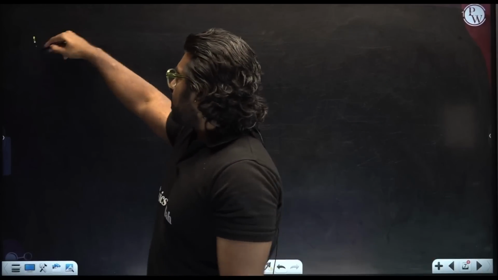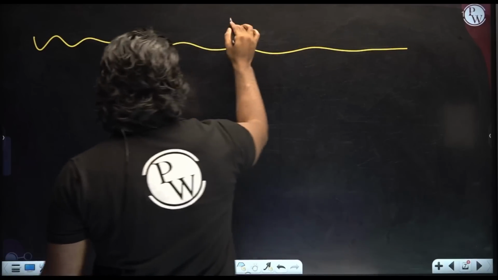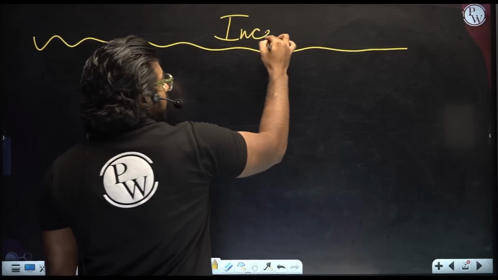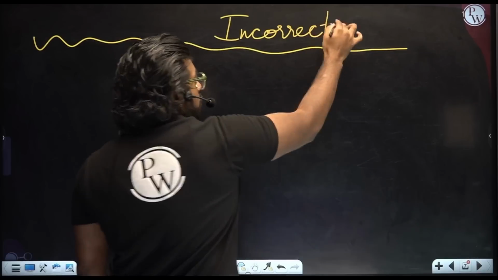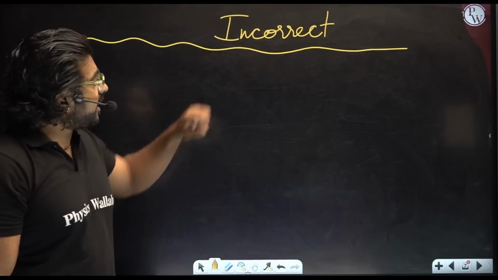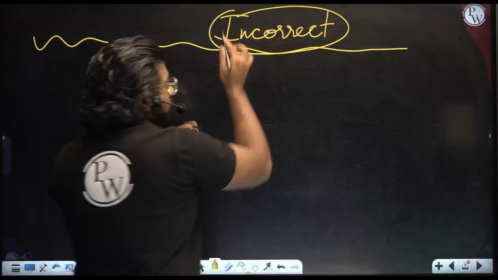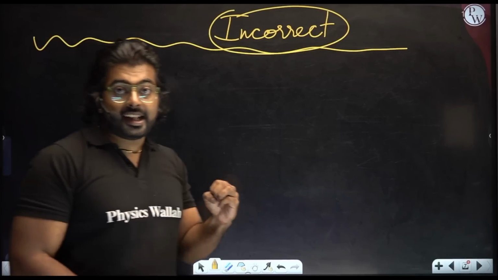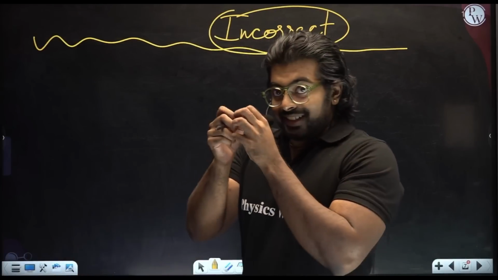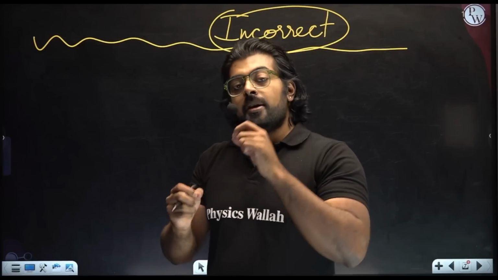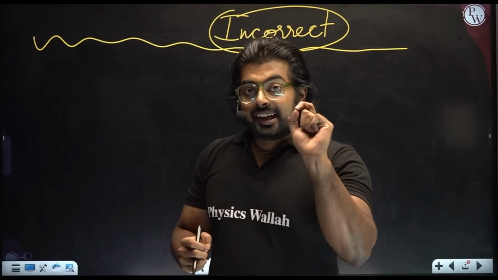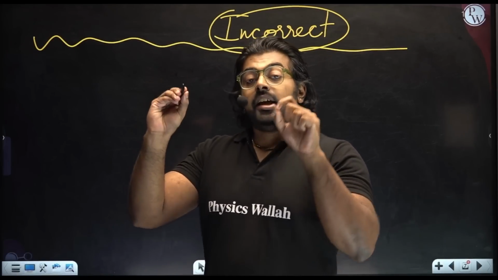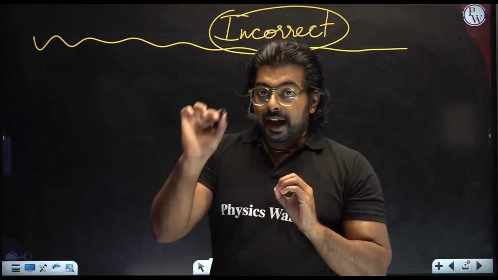So I have some random question like this, and there is "incorrect" written here. As soon as you see this word incorrect there, you have to mark it. You have to know that you are looking for incorrect. So what you have to do is check the question, read the options. The first one that you find incorrect, you have to mark it with a tick. The ones you find correct should be marked with a cross.